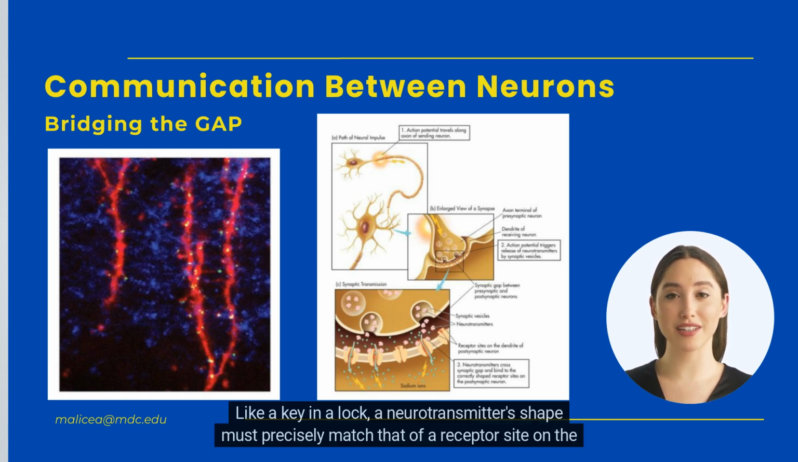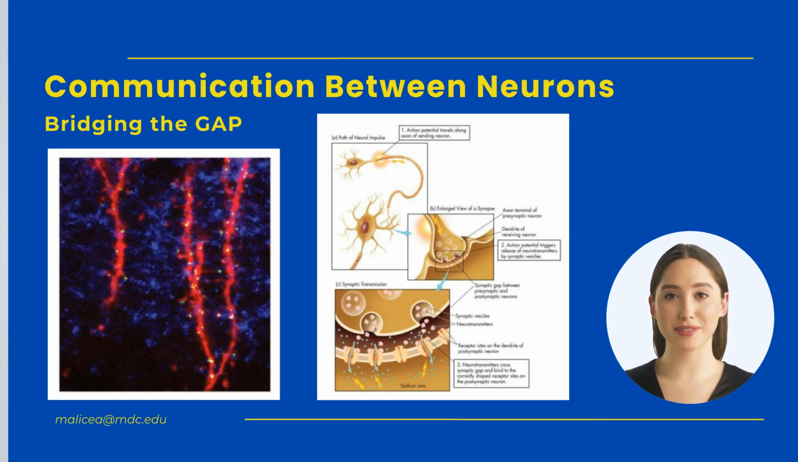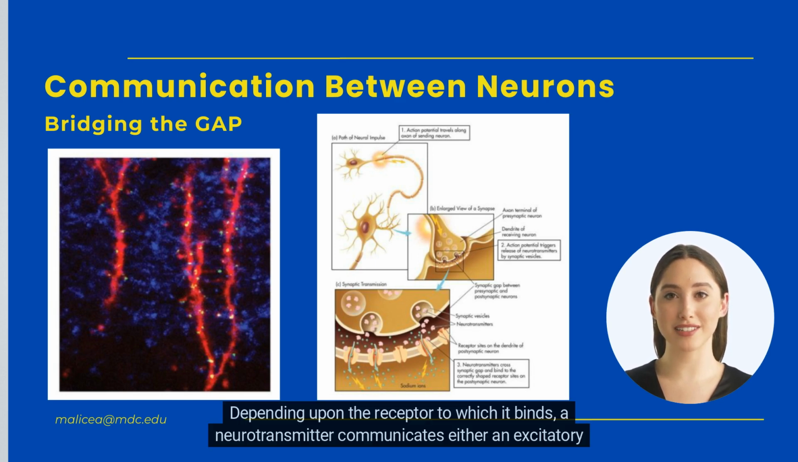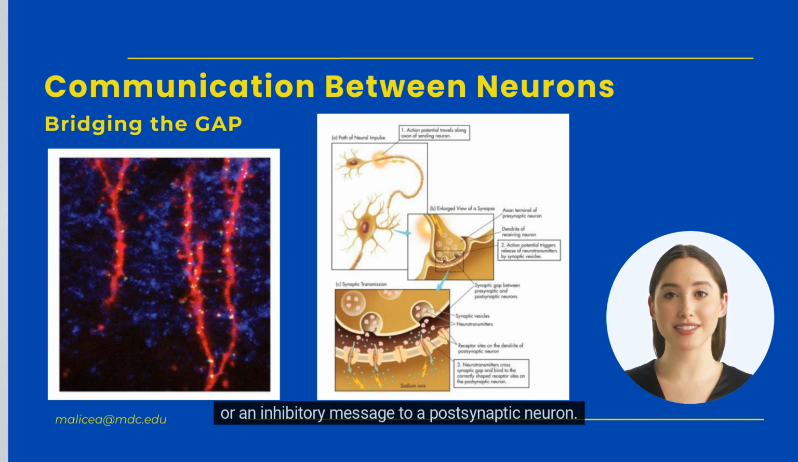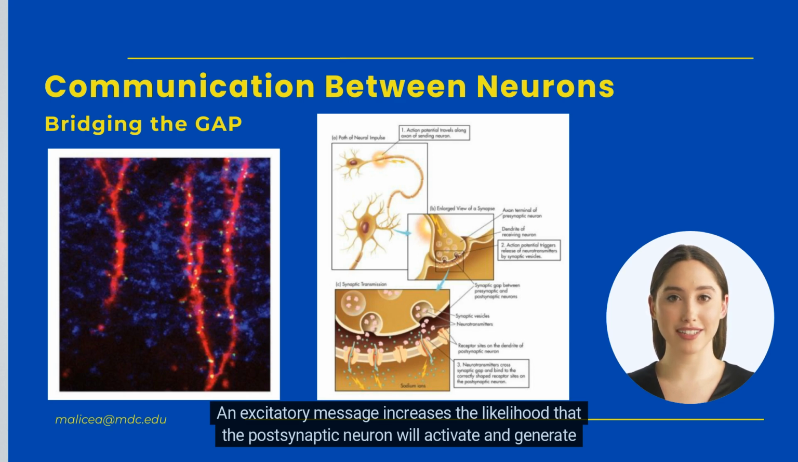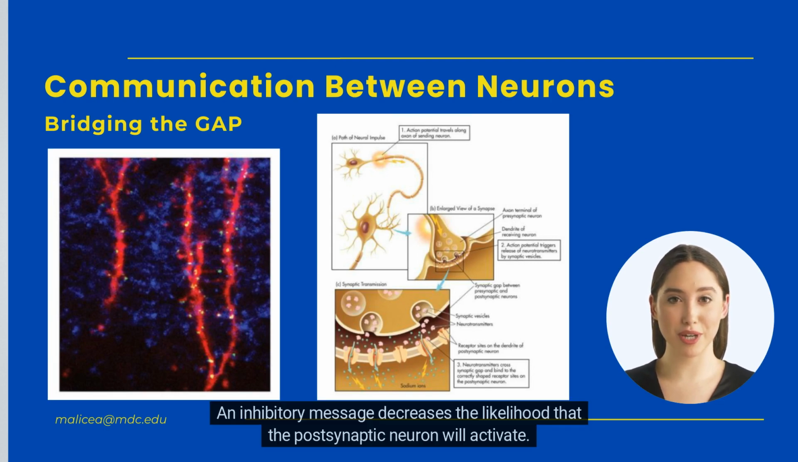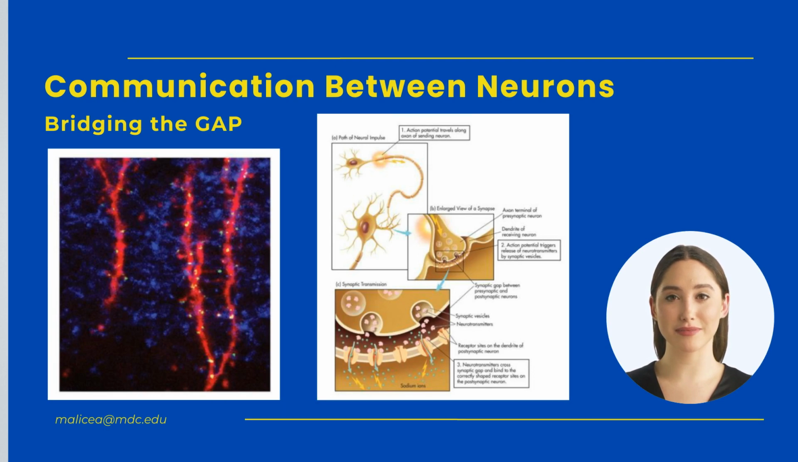Each neurotransmitter has a chemically distinct shape. Like a key in a lock, a neurotransmitter's shape must precisely match that of a receptor site on the postsynaptic neuron for the neurotransmitter to affect that neuron. Depending upon the receptor to which it binds, a neurotransmitter communicates either an excitatory or an inhibitory message to a postsynaptic neuron. An excitatory message increases the likelihood that the postsynaptic neuron will activate and generate an action potential. An inhibitory message decreases the likelihood that the postsynaptic neuron will activate.